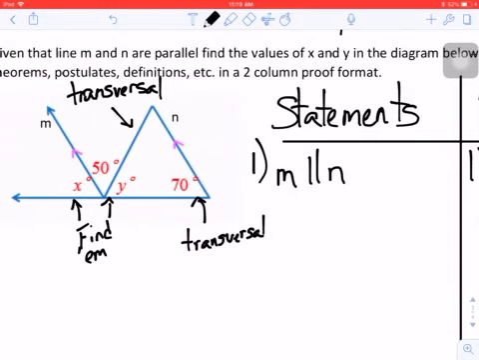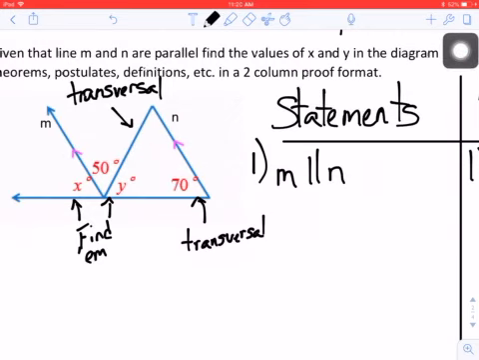Anyway, so we have 2 transversals and 2 parallel lines. We have to find these X and Y values. So what theorems or postulates can I use? Well, the first thing I see, if I'm looking at X and Y, is that they lie on the same line along with this 50-degree angle. So the 3 of them added up together should make 180. That might be useful information.